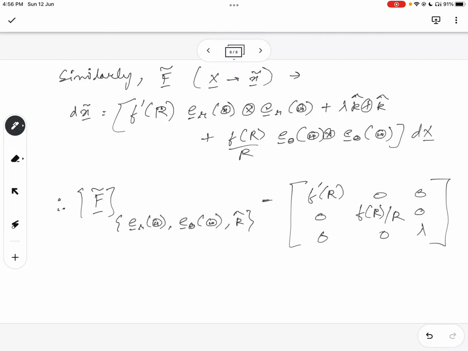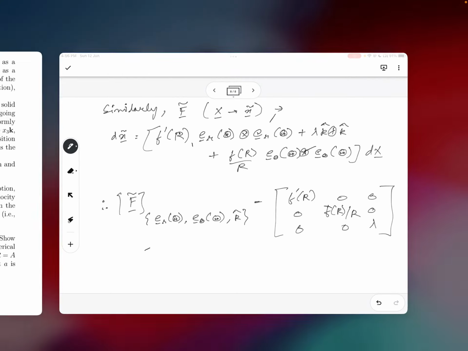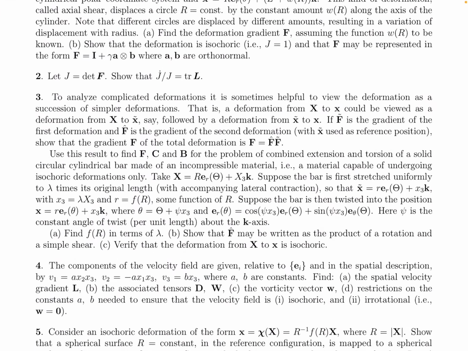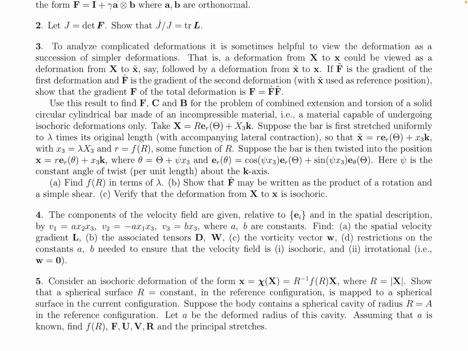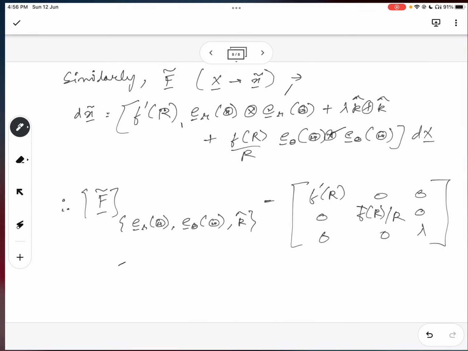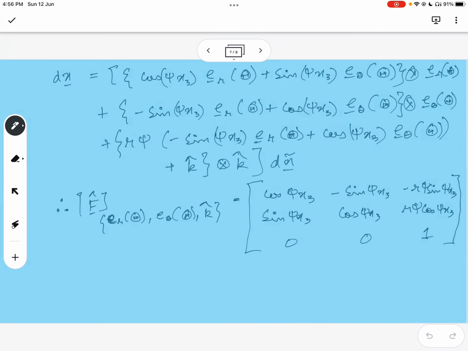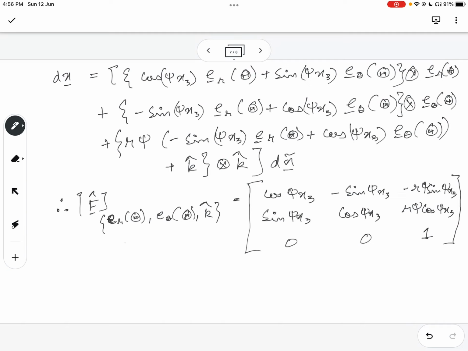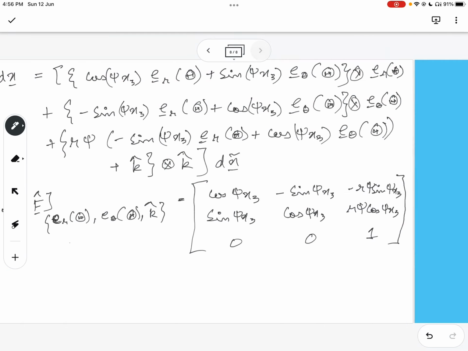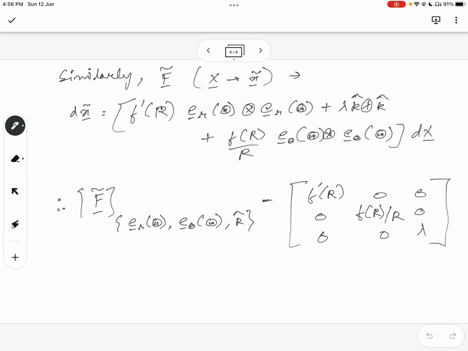So now, according to our first part of the question, find F, C and B. Now both F tilde and F hat are written in the same basis e_r, e_theta, k, so they can directly be multiplied.